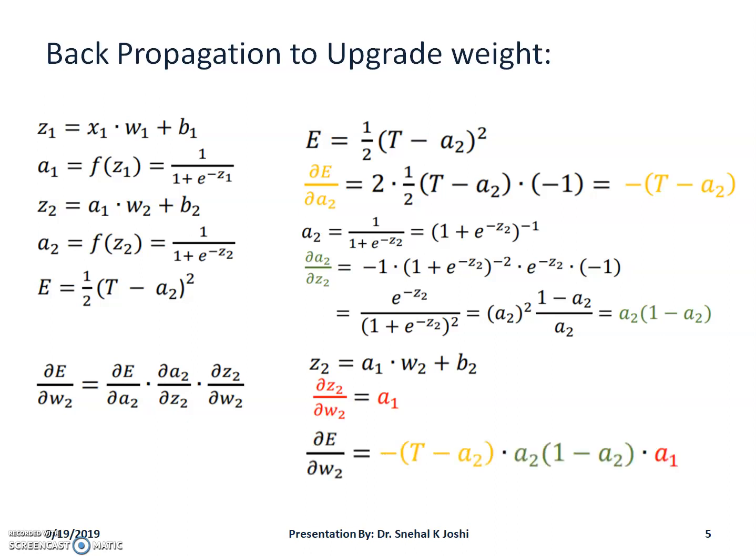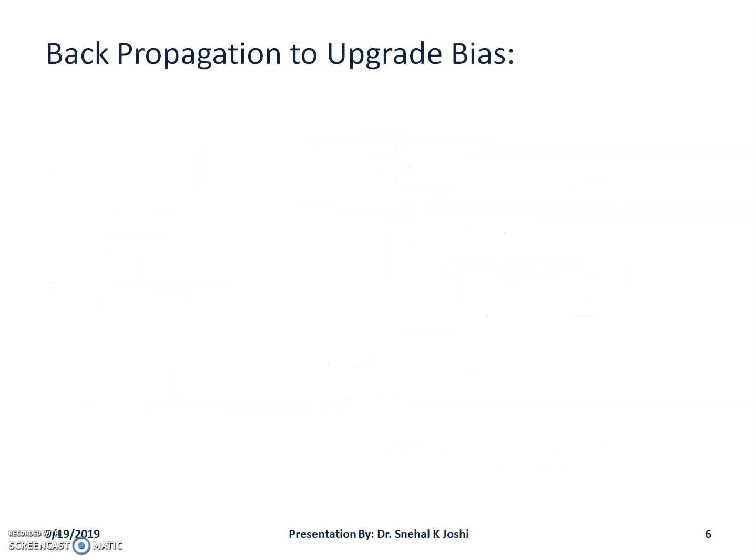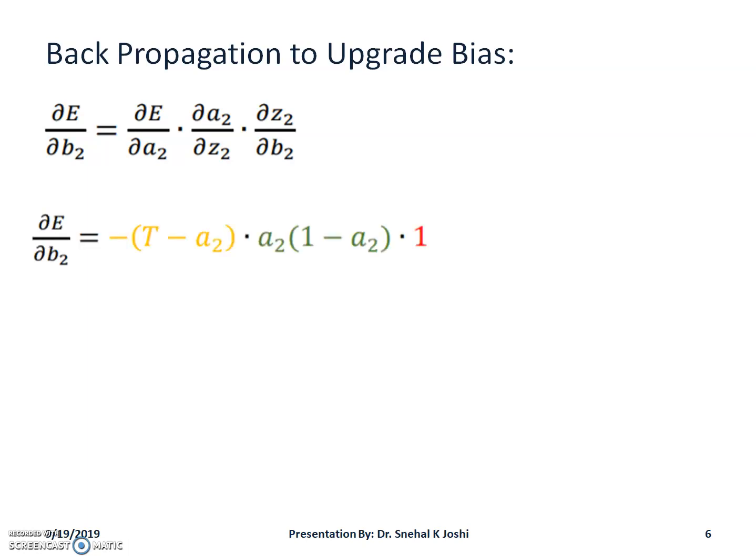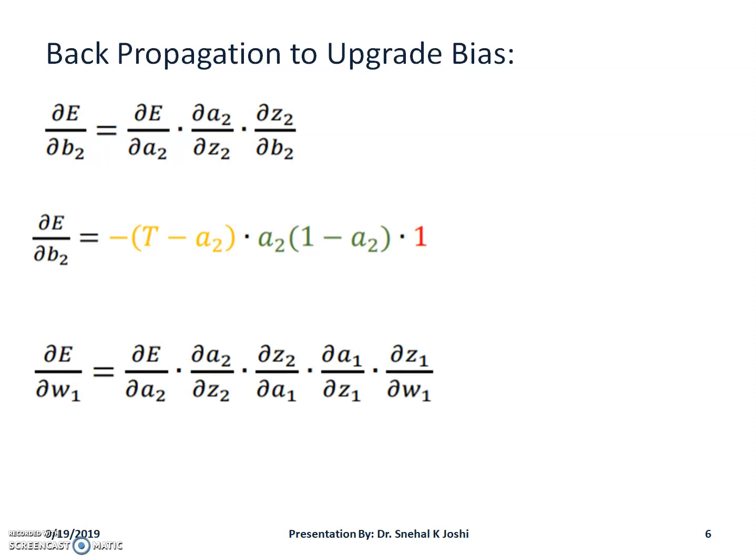Similarly, we obtain the derivative of E with respect to bias B2 as the chain product of the derivative of E with respect to A2, the derivative of A2 with respect to Z2, and the derivative of Z2 with respect to B2. By simplifying this, we obtain the derivative of E with respect to bias B2. Similarly, we will go further in backpropagation and obtain the derivatives for W1 and B1.